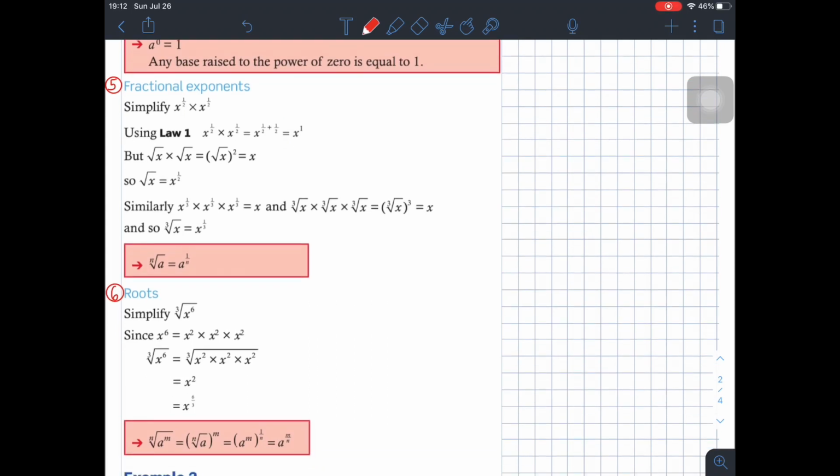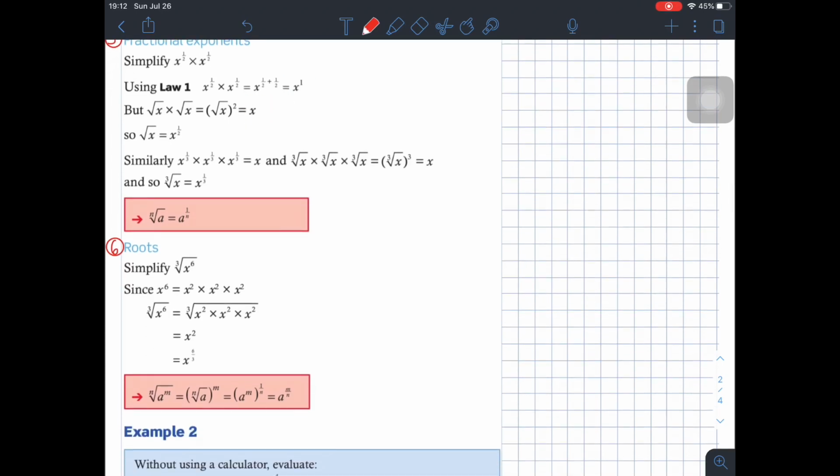And we also know that the square root of x times the square root of x is the same as the square root of x squared. That means that the square root sign simplifies and we just get x, right? So then we can conclude that the square root of x is equal to x to the power of 1/2 because we get the same result, okay? Similarly, we can do this and we're gonna get x. So the cubic root of x is equal to x to the power of 1/3.